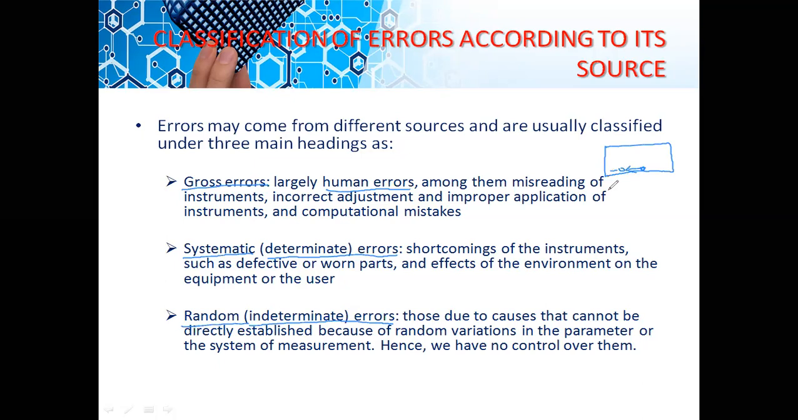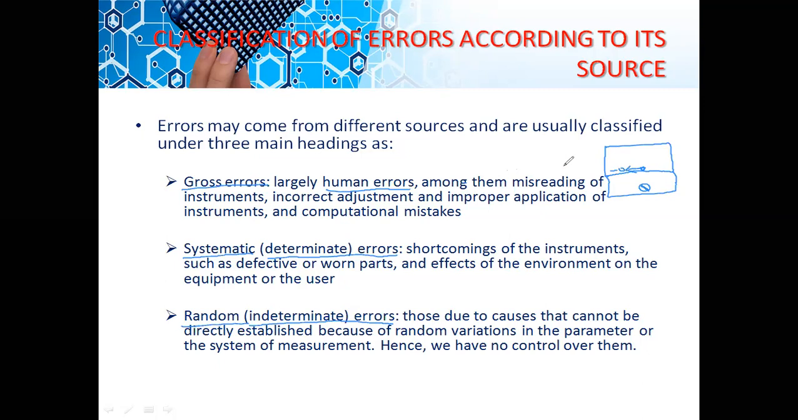So we have to make 0 setting. You will be having a screw kind of screw here, and we have to adjust this pointer to 0 setting using this. So if those adjustments are not made, meter reading is going to be wrong. It is not going to be exact. So those come under incorrect adjustments and also improper application of instruments.